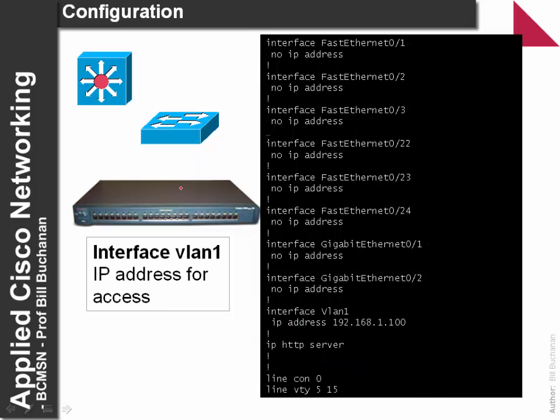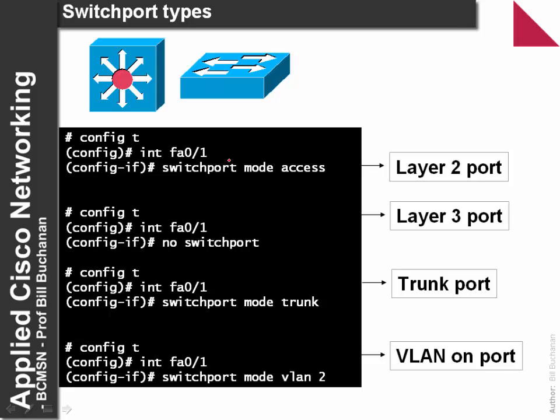So if we need to define remote access, we define an IP address for the switch, in this case 192.168.1.100. The switch's ports themselves do not need an IP address because we do not need to access them individually, we just need to access the switch. Some switches, such as the 3550, are layer 2, layer 3, so they can either operate at a layer 2 level or they can work at a layer 3 level.